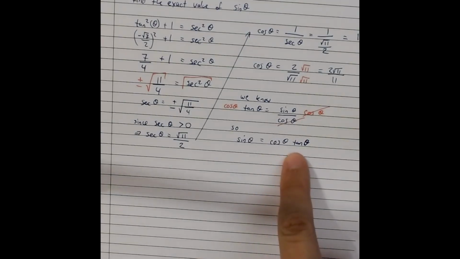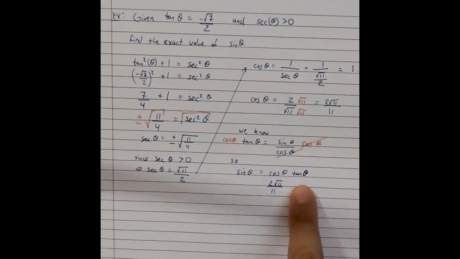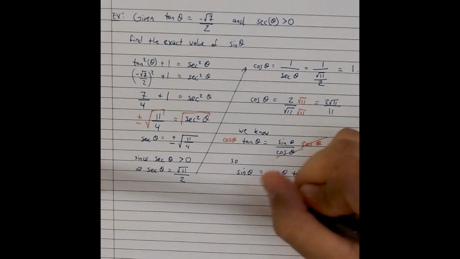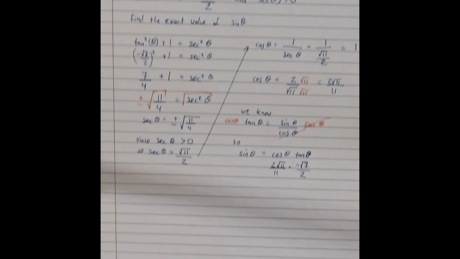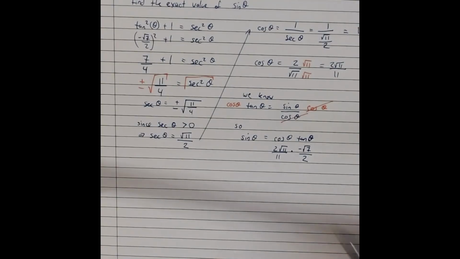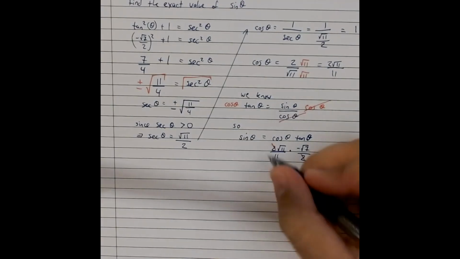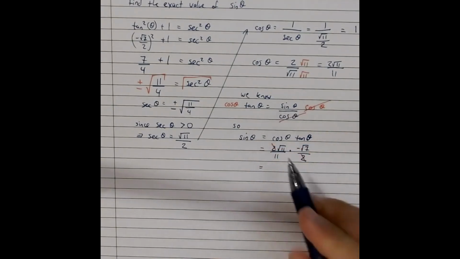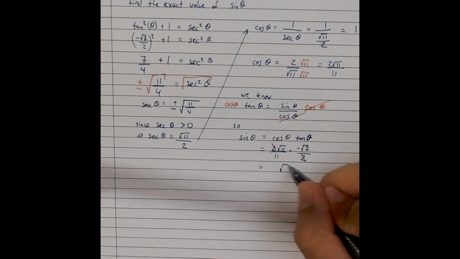And we know both of those numbers. The cosine of theta is 2 root 11 over 11. And the tangent of theta is going to be negative, so times negative root 7 over 2, just like that. And now, note that 2 divides 2, so those go away. And here we can write this as root 11 times root 7. That's root 77.